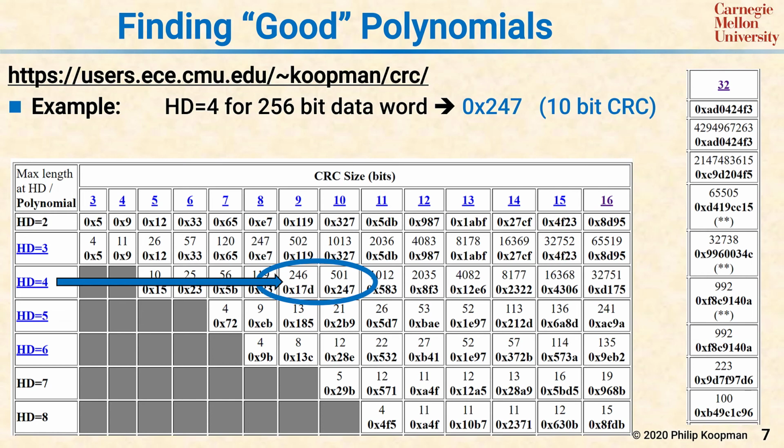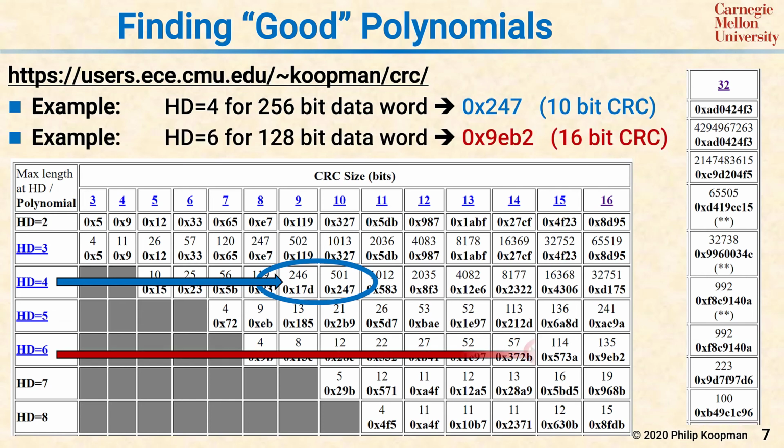As another example, if you want Hamming distance 6 for a 128-bit data word, you look at the HD6 row and you'll find out that 114 at 15 bits isn't quite enough, but a 16-bit CRC will give you Hamming distance 6 up to 135 bits. You only need 128, so that's the one you want, and the polynomial is 9EB2. As you can see from the 32-bit column, you can get impressively long data words with good Hamming distances if you pick the right 32-bit CRC.